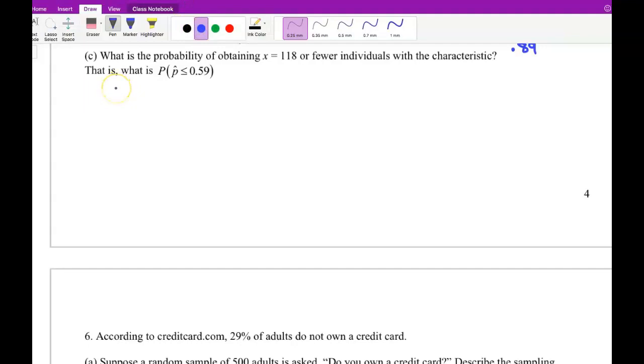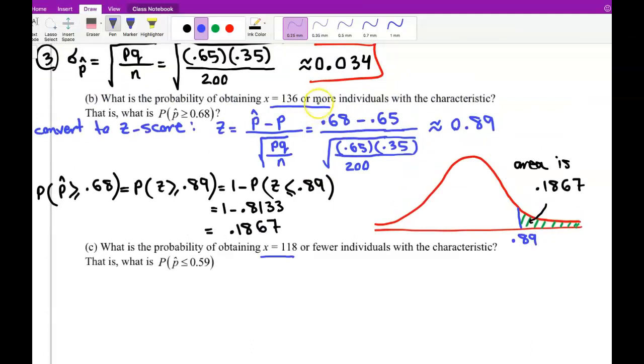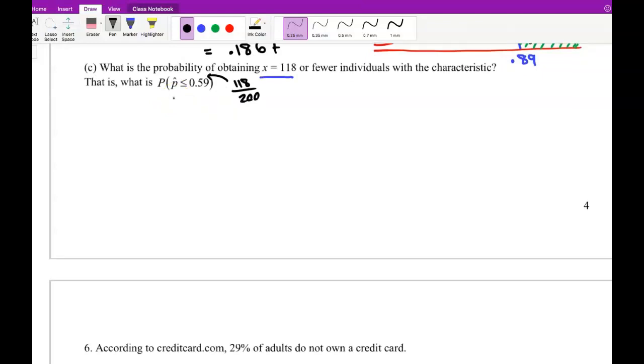Now part C: what is the probability of winning? Here x is 118. I forgot to explain how we use this. The 0.68 was already given, that's why we didn't need that part; it is 136 divided by our sample size of 200. Now again, same thing: 118 divided by 200 gives 0.59. That means we should find the probability that the sample proportion is less than or equal to 0.59. So again, convert to a z-score.